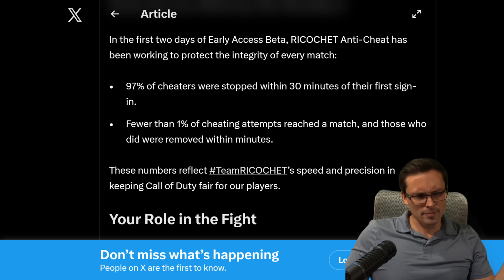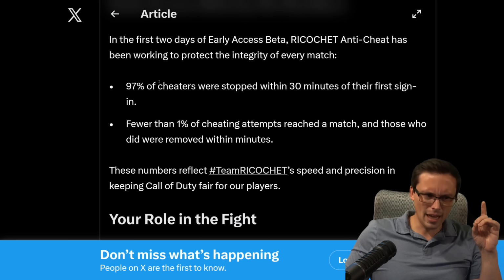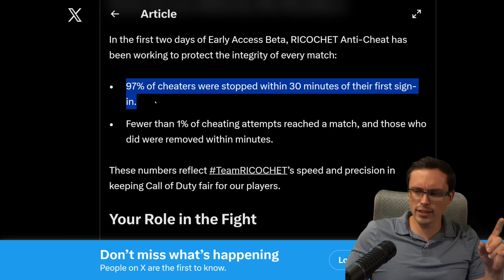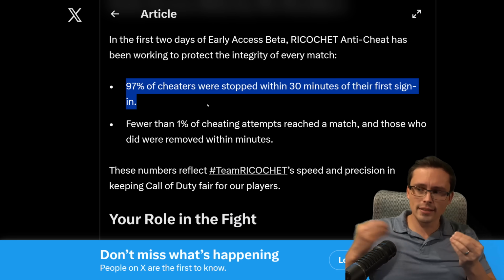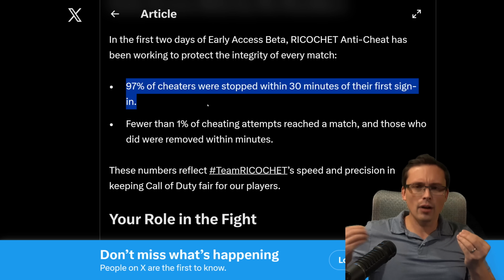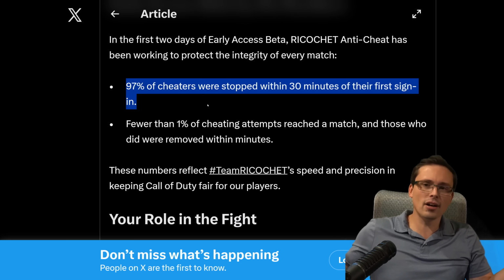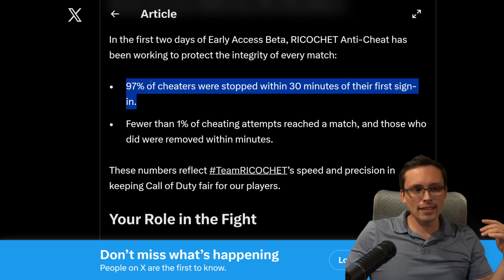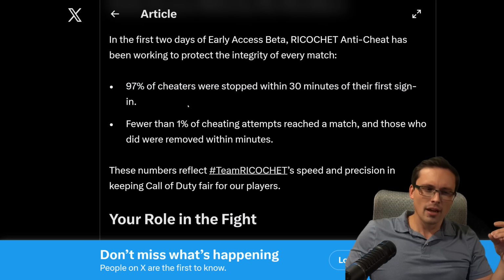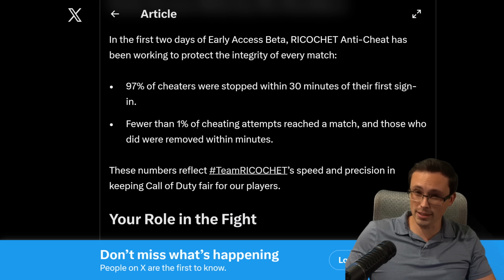That being said, I do have a question about how they could be sure about this, because if a cheat went undetected, how are you factoring that into your data? That's an honest question. If you're saying that 97% of cheaters were stopped within 30 minutes, how are you factoring in cheaters who were never stopped because you didn't detect them? Are you just assuming they were all detected when you're gathering this data and publishing it?